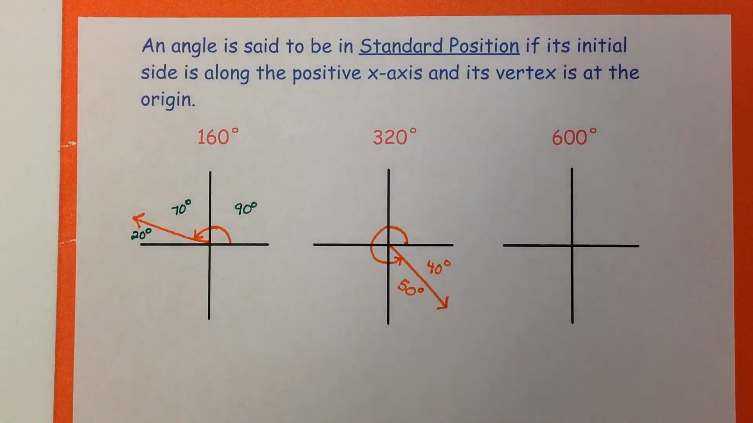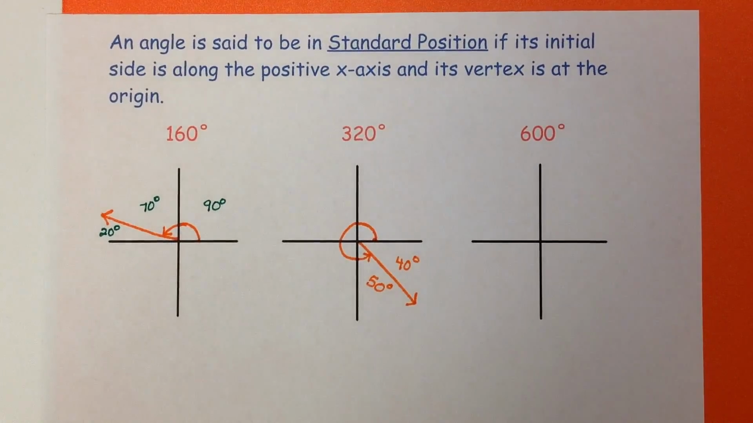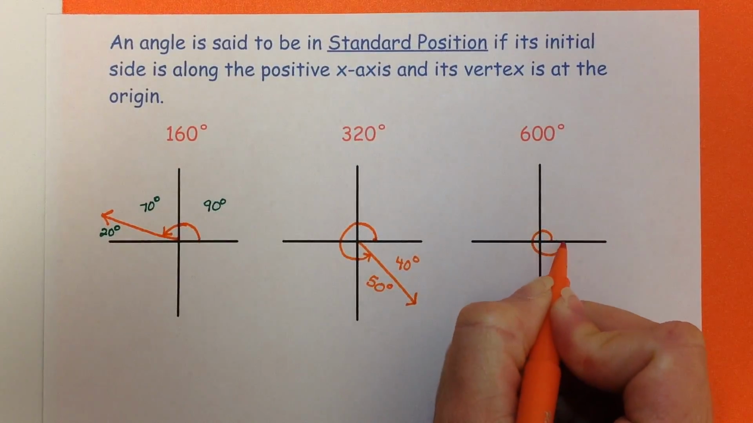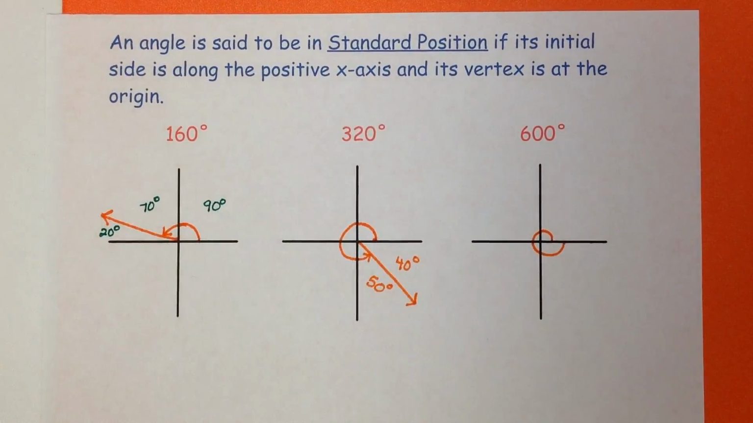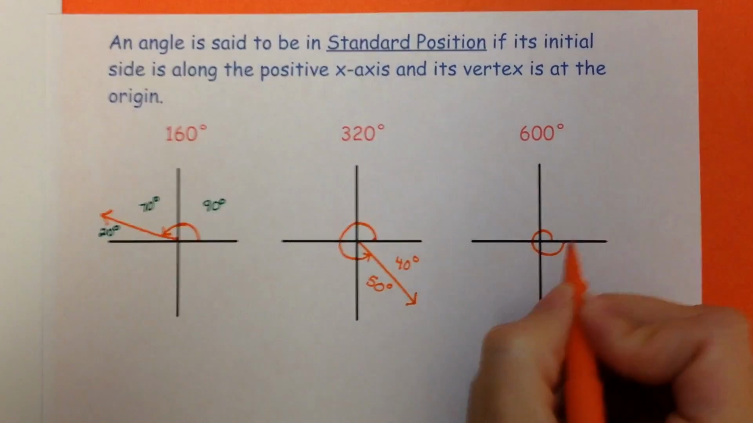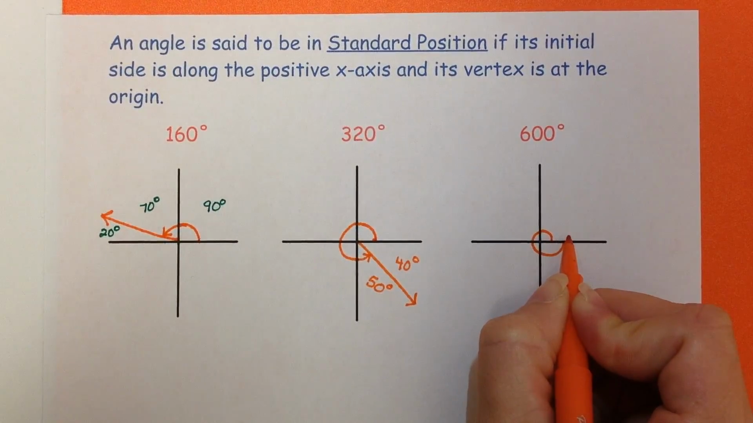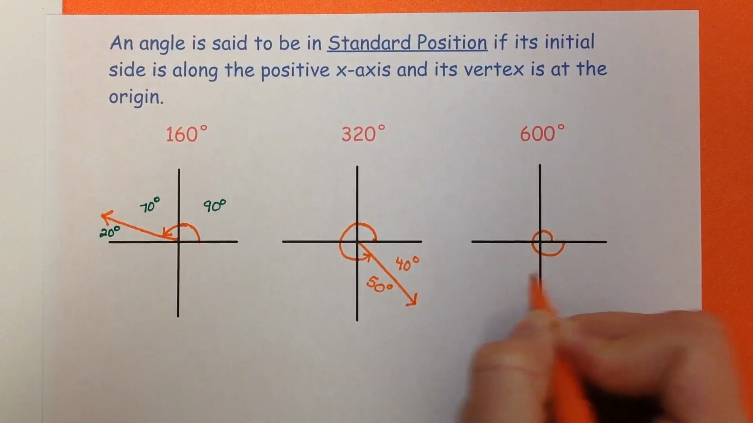Okay, 600. All the way around one time is 360. So I know I've got to go around one time. That's 360. So if you do your 600 minus your 360, that means you have to go another 240. So let's just act like we're starting back over here. I just need to continue the rotation and do another 240.